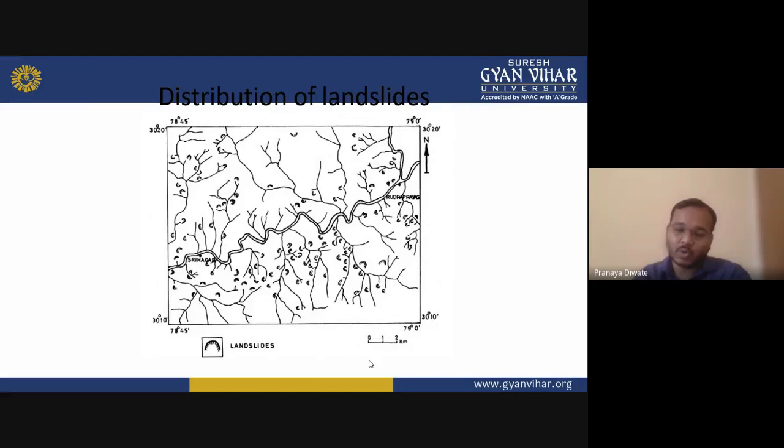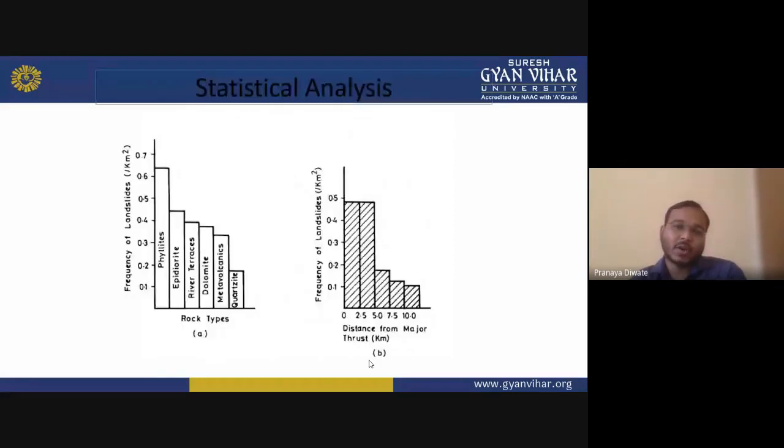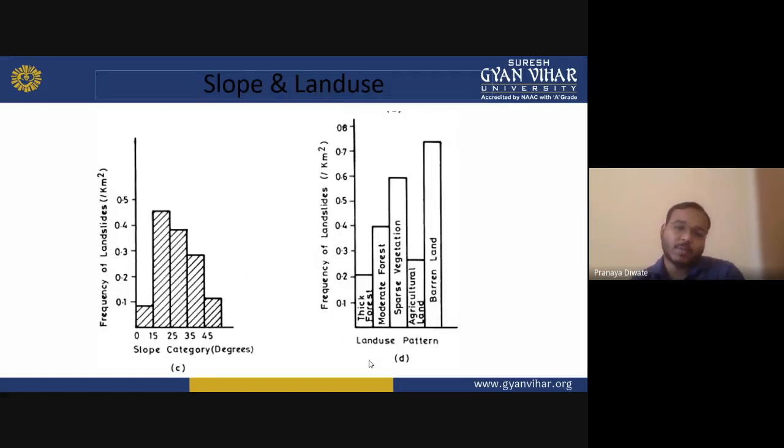Now you can see the frequency of landslides, meaning in which rock there are more landslides. You can see the phyllite rock has the highest frequency of landslides, meaning it has more chances of landslides in that area. As for slope, you can see the frequency of landslides is higher in slopes of 15 to 25 degrees.